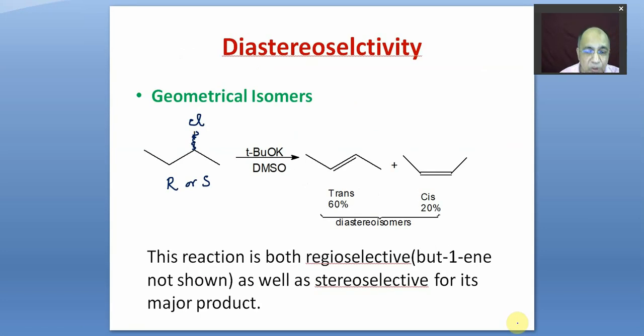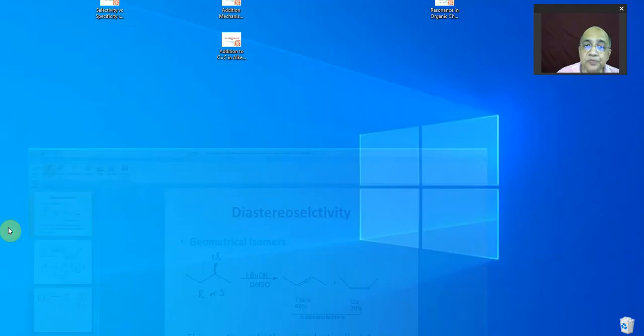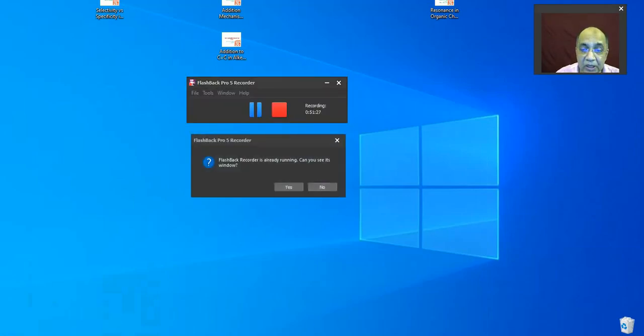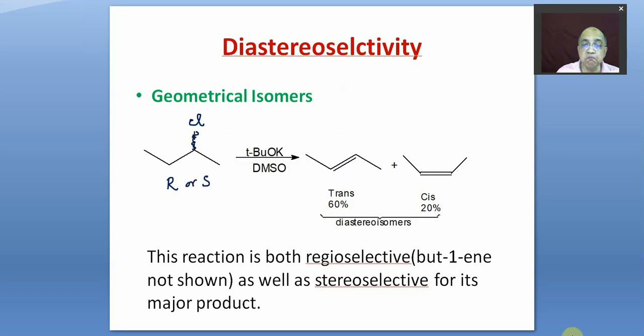Now, we are almost at the close of this lecture. I think we will not proceed much more; let me see, it's 51 minutes, nothing to worry. Now, the second part of stereoselectivity is diastereoselectivity, which has two facets, two aspects. One coming under geometrical isomerism, the other coming under optical isomerism.